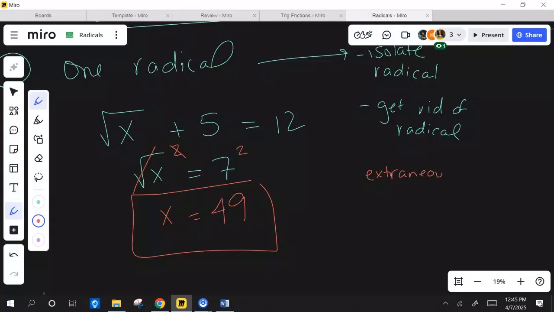The reason is because square roots have a positive and a negative root. So sometimes when you solve them, one of them doesn't work. So extraneous solutions happen when you plug back in and it doesn't work.